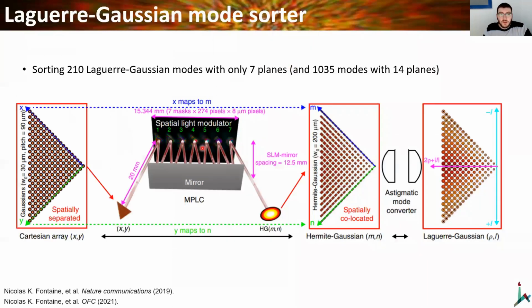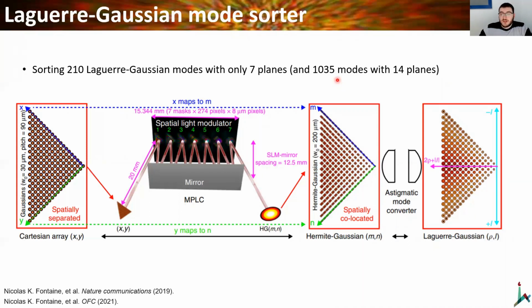So just an example of the power of this multiplane light converter in the classical domain. Here you can see an example by the group of Joel Carpenter, a really beautiful work, where using only 7 planes in a multiplane light converter, they were able to sort out 210 Gaussian modes into spatially separated Gaussian spots. And they recently improved it, and using 14 planes, they could control over 1,000 modes.